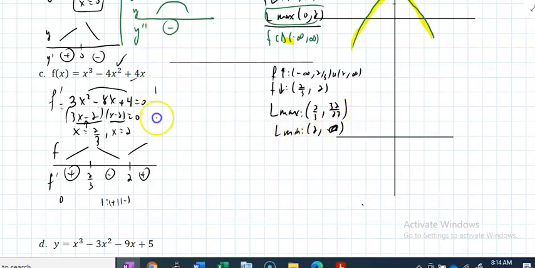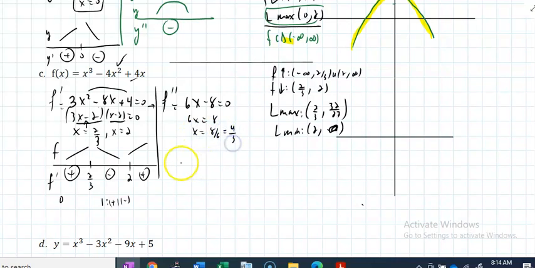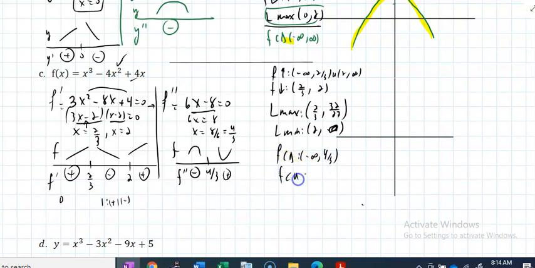Okay, and now what? The second derivative test, if I take f double prime, I'll notice that that is 6x minus 8 equals 0. Well, that means 6x equals 8 and x equals 8 over 6, which is 4 over 3. 4 over 3, f double prime, f. Pick a point to the left, say 0, that's negative. And a point to the right, say 5, that's positive. So this is concaving down, concaving up. So we know that f is concaving down from negative infinity to 4/3. F is concaving up from 4/3 to infinity.